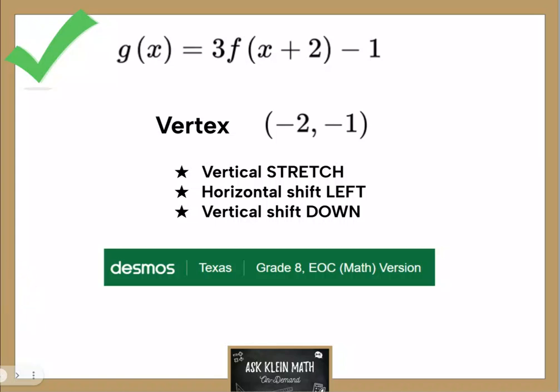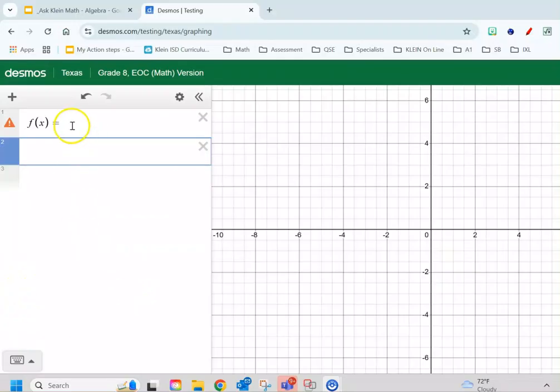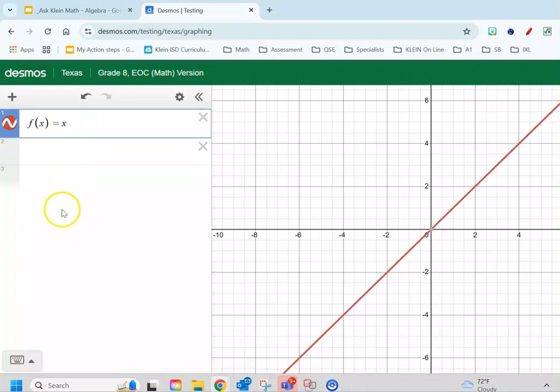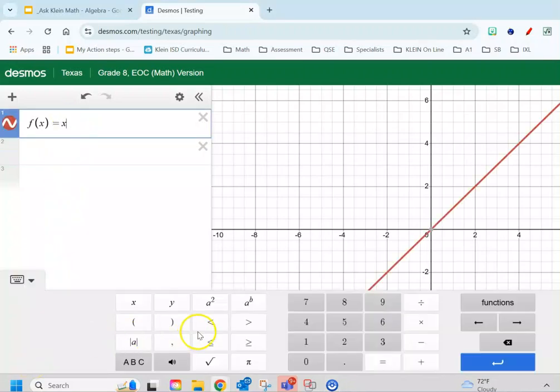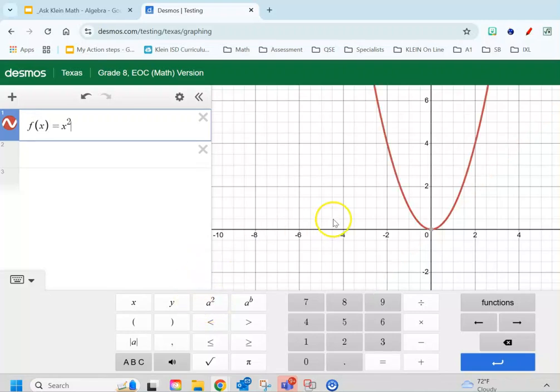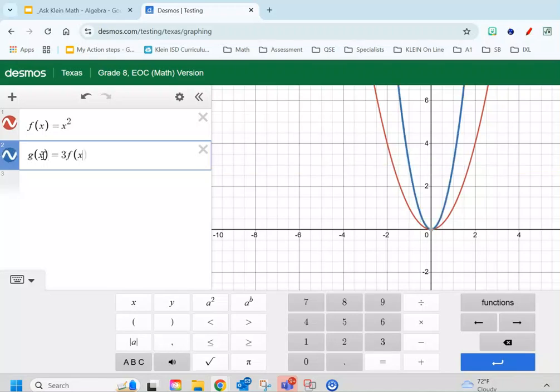Let's look at Desmos. Go ahead and type in f of x equals x squared. Remember that for the squared, you are going to have to go down to the bottom to the keyboard and click the a squared. We can see here that this graph is a U-shaped curve and the vertex is at 0, 0. I'm going to move to the second piece and name it g of x, and let's see what happens when I do 3 times f of x. Notice that my blue graph is more narrow, so that is considered a stretch.